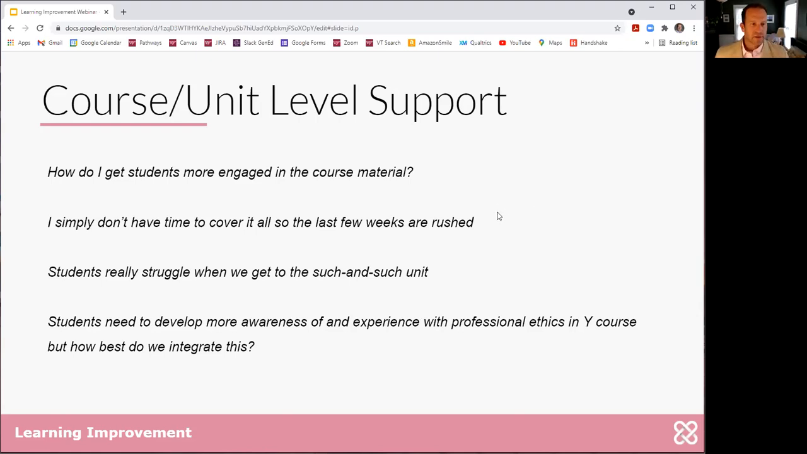And then finally, that they need to develop more awareness and experience with professional ethics in a wide course. Maybe it's the capstone course, a professional course. How do we integrate that? And so this is where some good curriculum mapping skills, some good instructional design skills can really help. And today was kind of meant to do that, which is first helping people see what the goals are and then work from there.